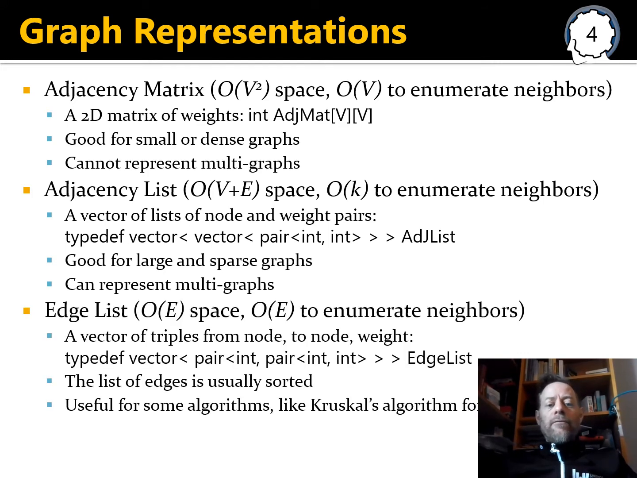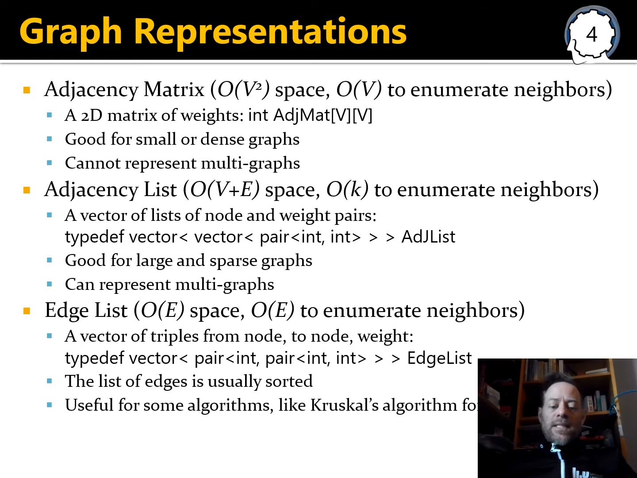And third and finally, we have the edge list. So here we clearly have to store all the edges, so it's clearly order E space. But of course, now we have to go through this whole list to enumerate the neighbors. So of course, E here is order of V squared. I mean, in the worst case, if there is a complete graph, then it's a V squared number of edges. So of course, this number can be quite high.